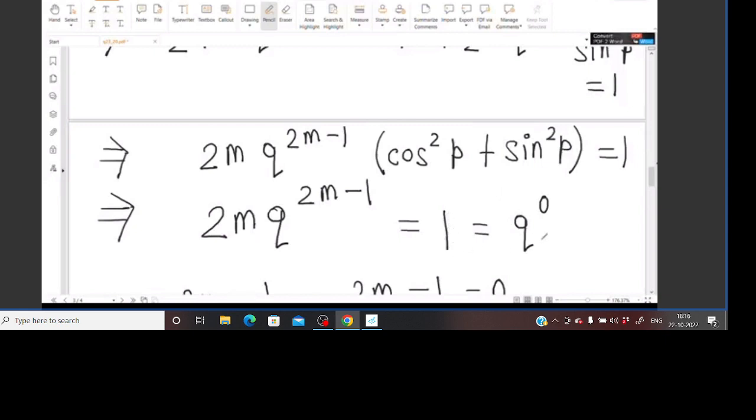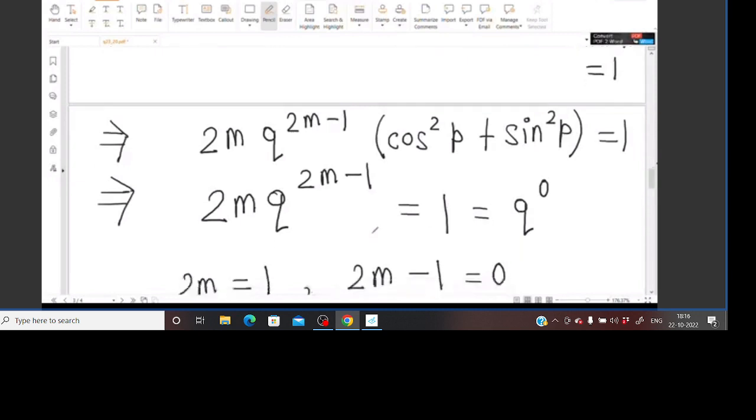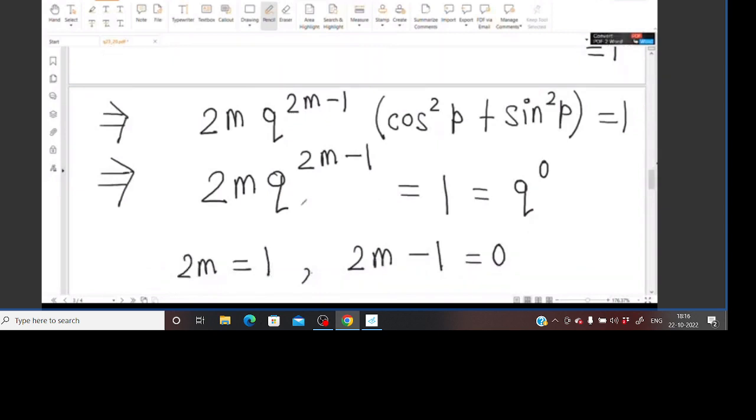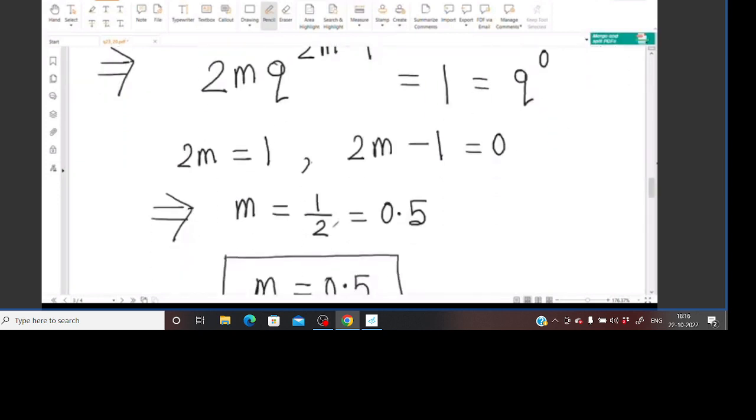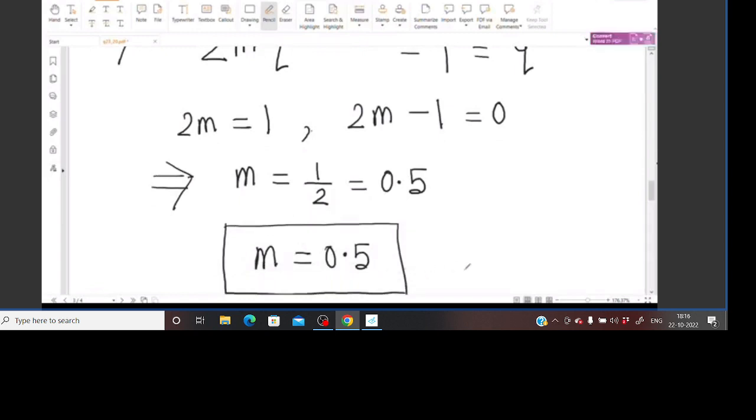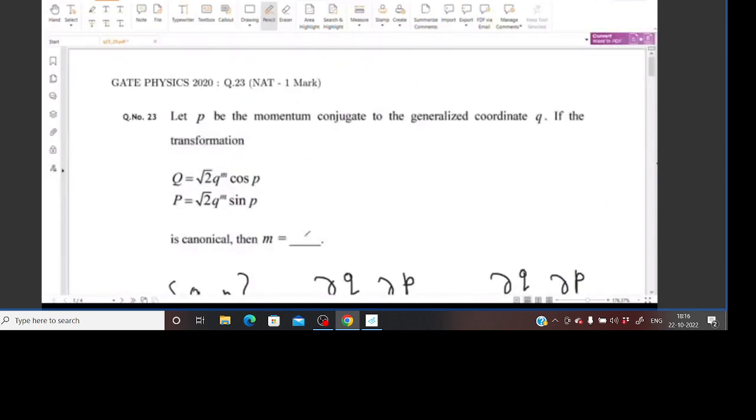Now 1 can be written as q to the power 0. Now equating the exponent of q on both sides, we get 2m minus 1 equal to 0. This means 2m is equal to 1, or m is equal to half, or 0.5. So m is equal to 0.5. So in this question, the correct answer is 0.5. So the value of m is 0.5.